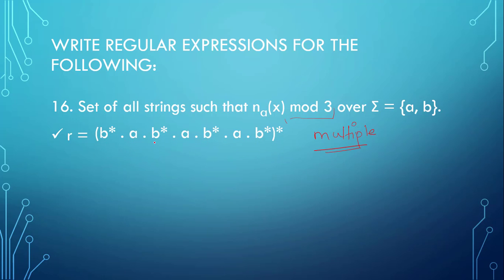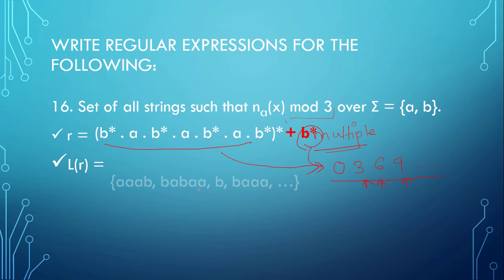b star a, b star a, b star a, b star, the whole star. So here we can have 0, 3, 6, 9 and so on number of a's to be present in our input string. So this b star will take care of 0 number of a's and this entire expression will take care of the entire sequence of 0 to infinity multiples of 3 to be present in our input string.